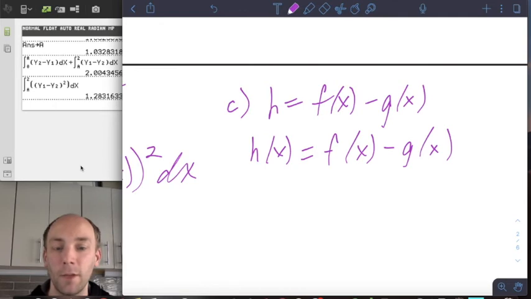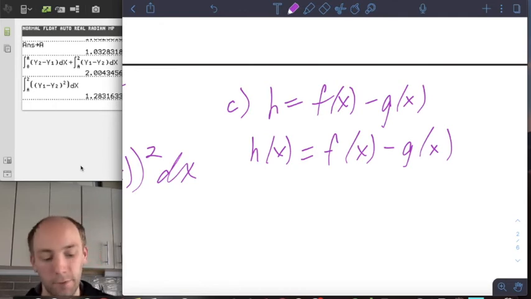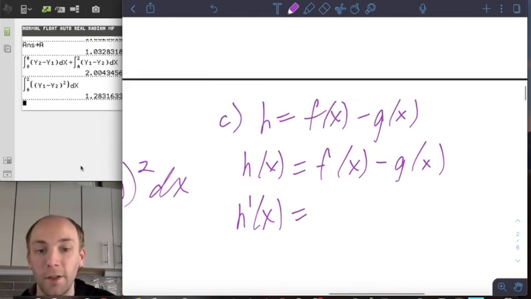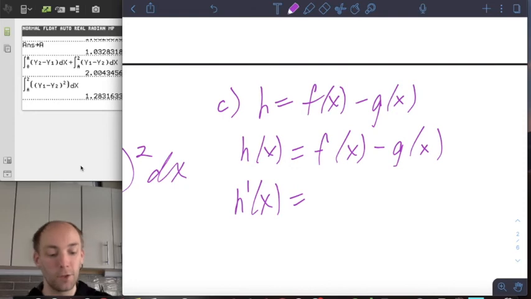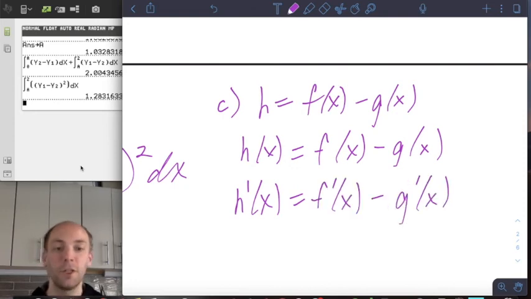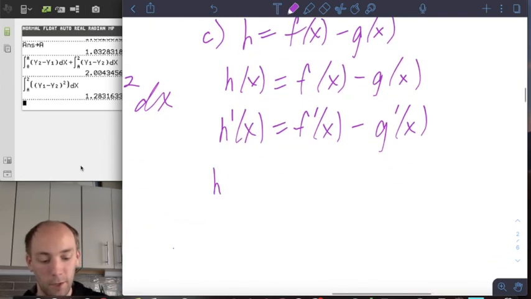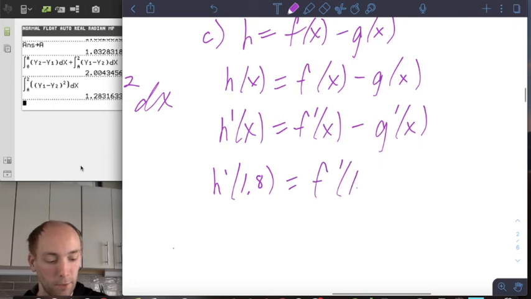If I want to know a rate of change, then that is a derivative. And I'm going to take the derivative of this. This one's pretty easy because it's just a straight derivative. The derivative of f is f prime. The derivative of g is g prime. And if I want to know specifically at 1.8, I'm just going to plug in 1.8. So h prime of 1.8 equals f prime of 1.8 minus g prime of 1.8.